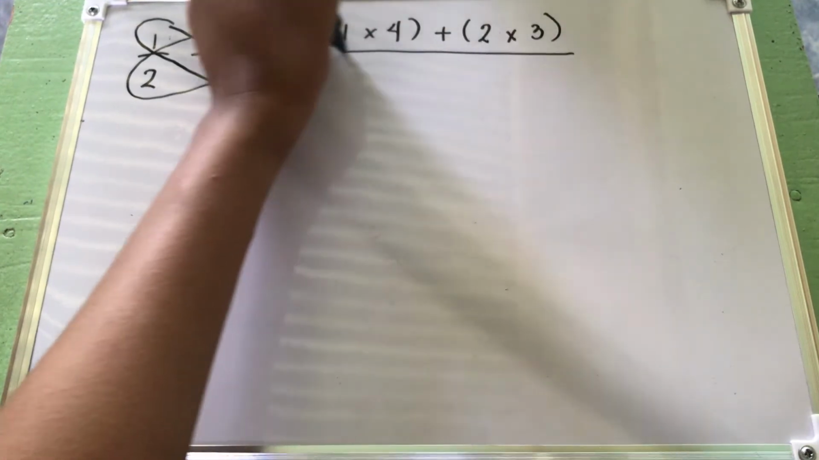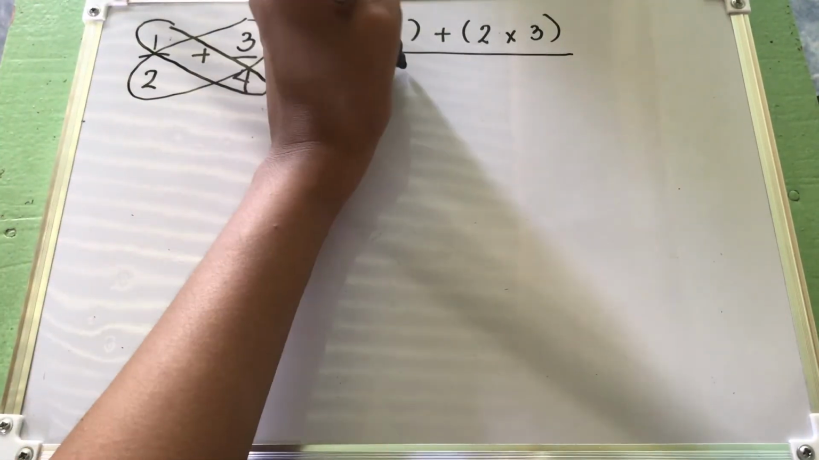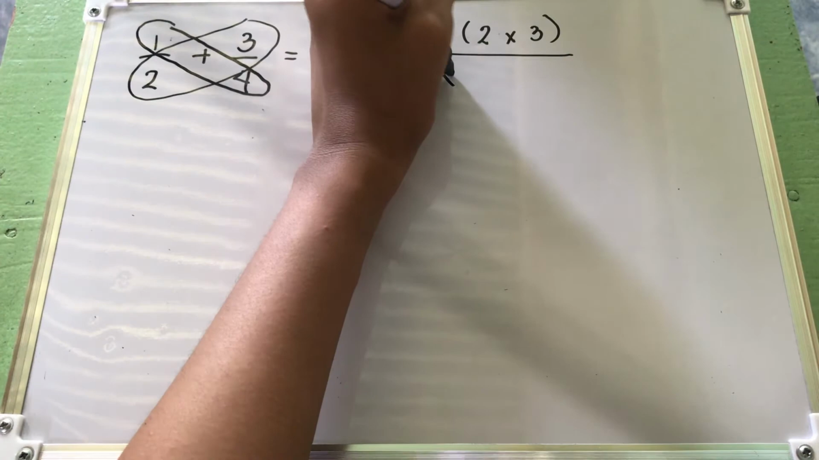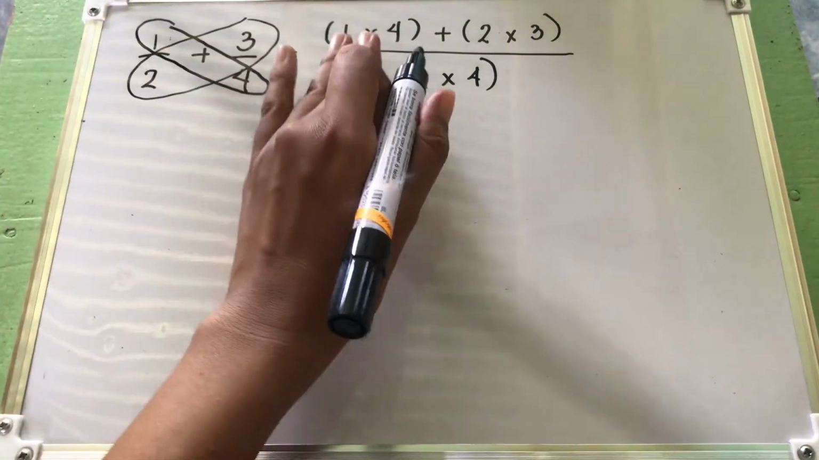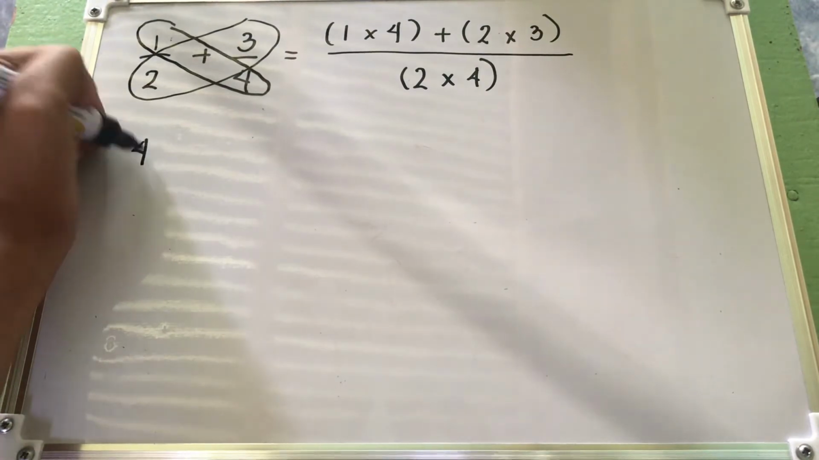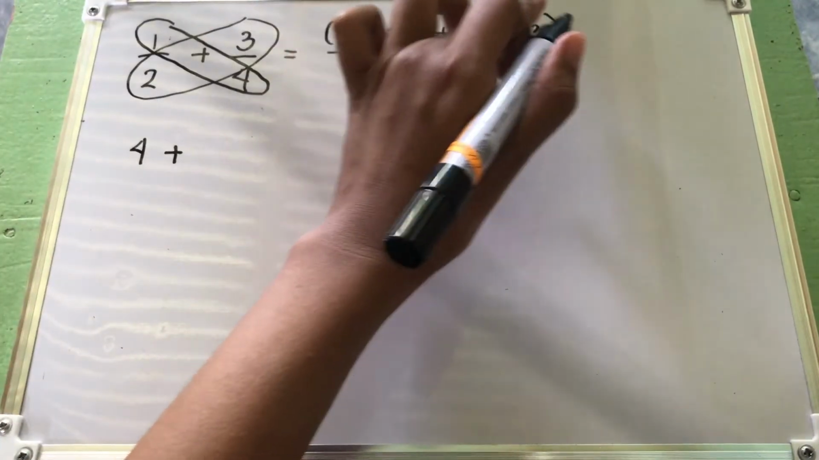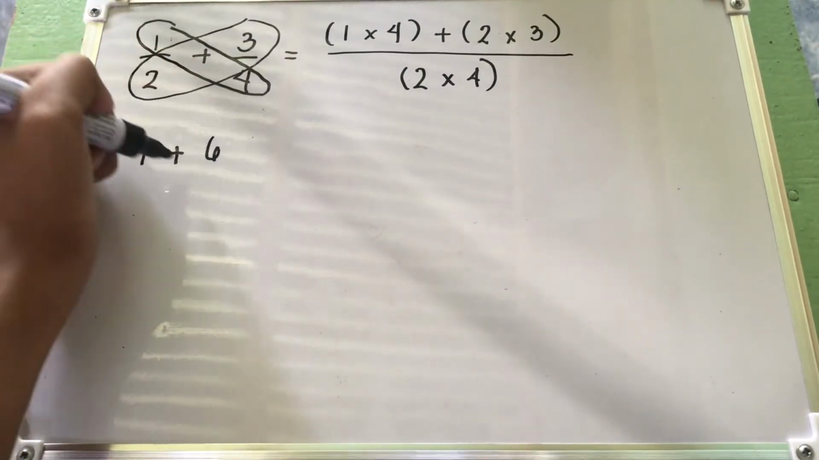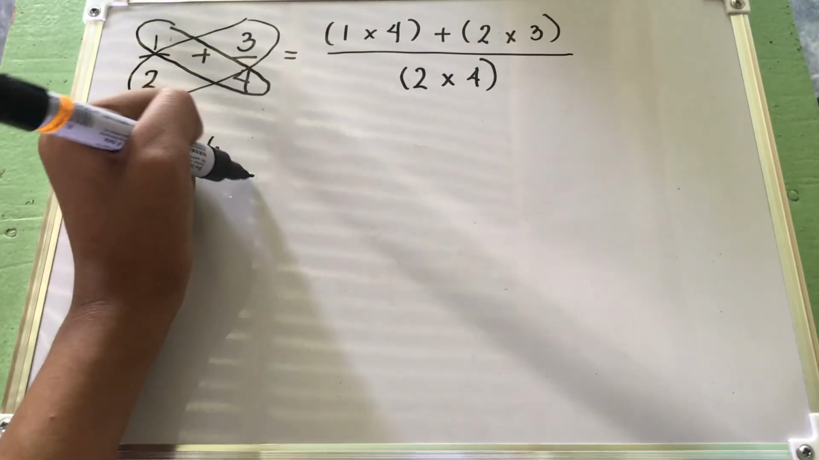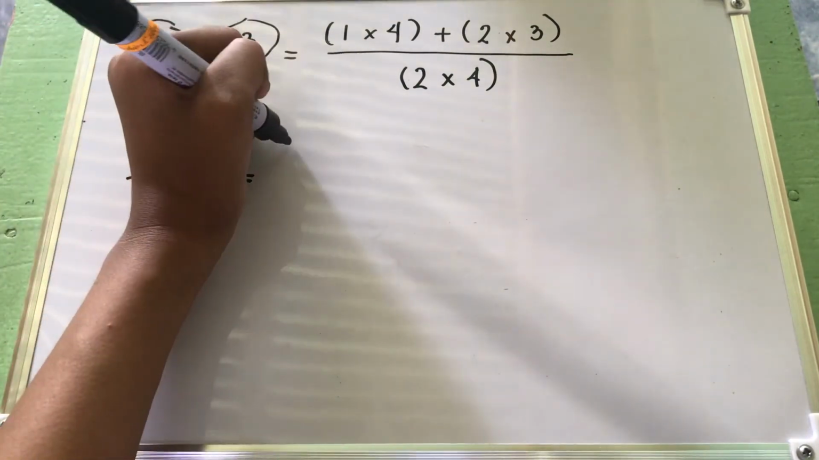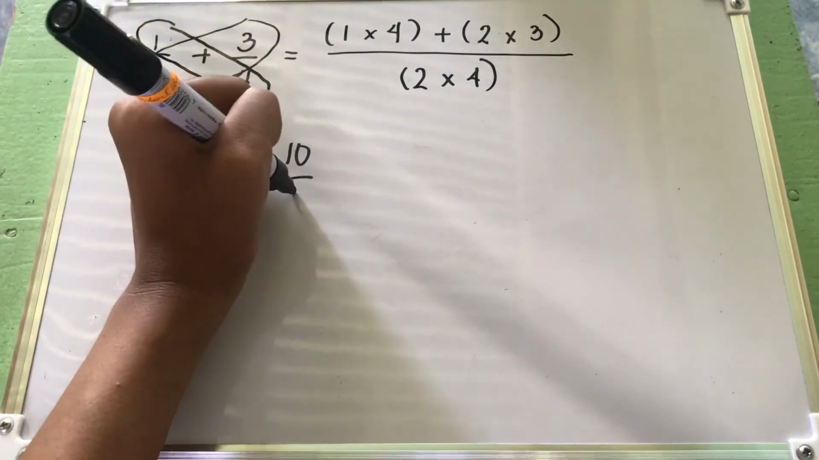And then, multiply the two denominators. 2 times 4. So, we will solve that one. So, 1 times 4 equals 4. 2 times 3 equals 6 over 2 times 4 equals 8. And then, 4 plus 6 equals 10 over 8.